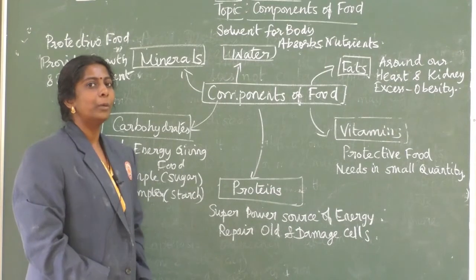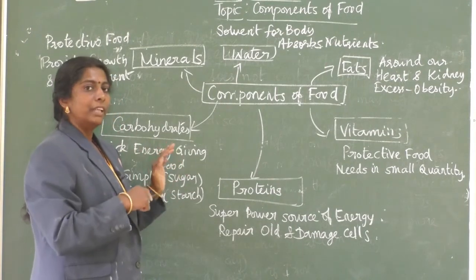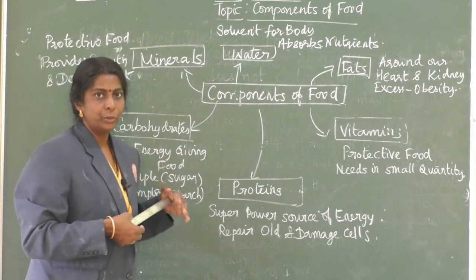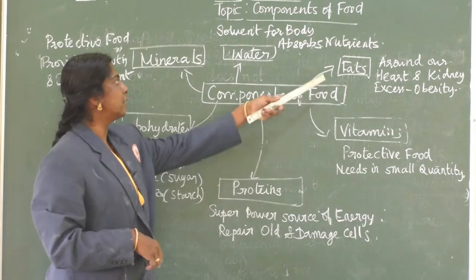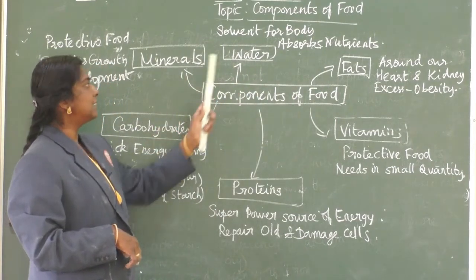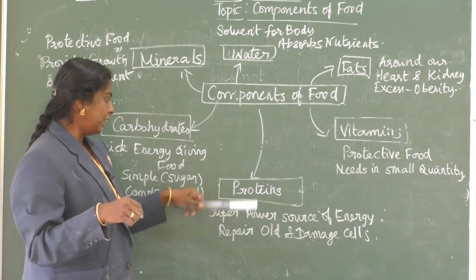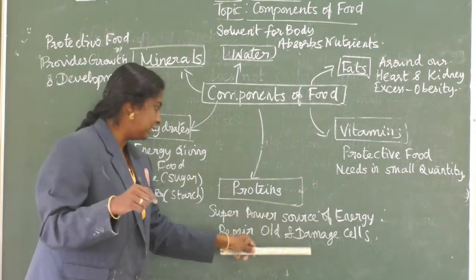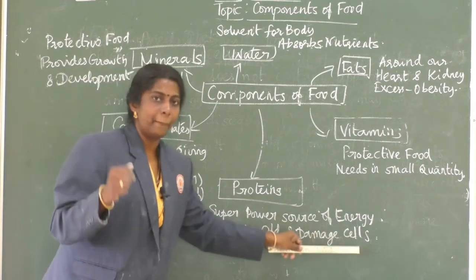Yes students, now a quick glance at the components of food. So we have learned about different types of nutrients, is it not? So what are the different types? Proteins, vitamins, fat, water, minerals and all, is it not? So we are going to see about that. Proteins, they are a superpower source of energy. They are useful for repairing old and damaged cells.